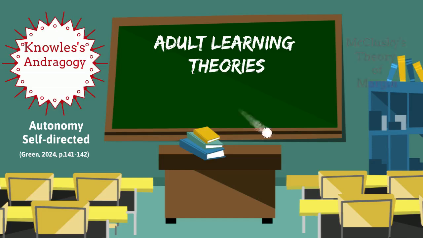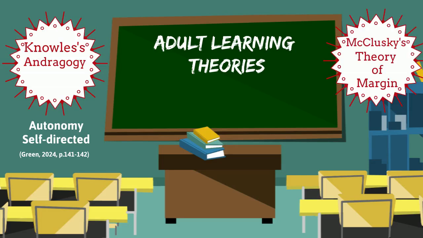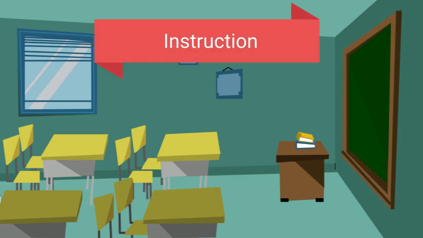Furthermore, adult learners have many different obligations and responsibilities, including full-time careers and family caretaking. The online model of learning is more flexible than the traditional model and allows for that balance of responsibilities as posed by McClusky's theory of margin.